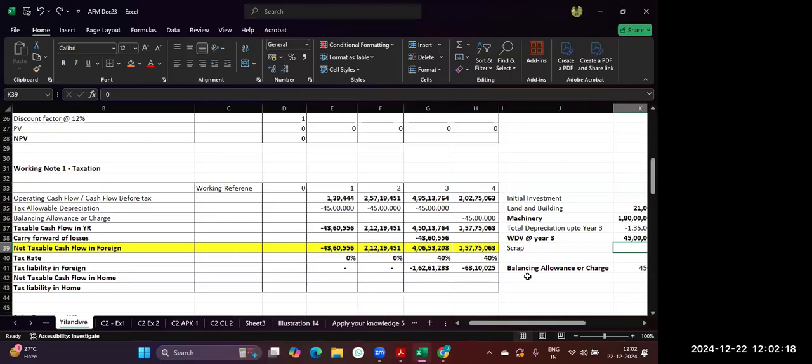With me, guys? Yes, sir. Okay. So I've carried forward the year one loss to year three, and then I've calculated this. I have the tax rate and I have the tax liability in foreign currency. Clear, everyone? I'll give you 2 minutes. Can you please go through the whole working and do it by yourself also?